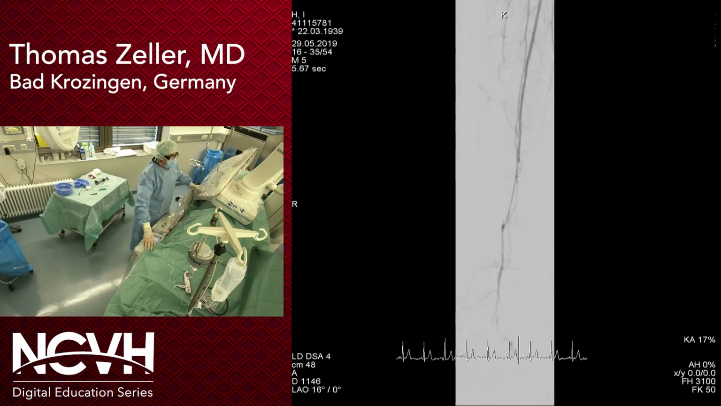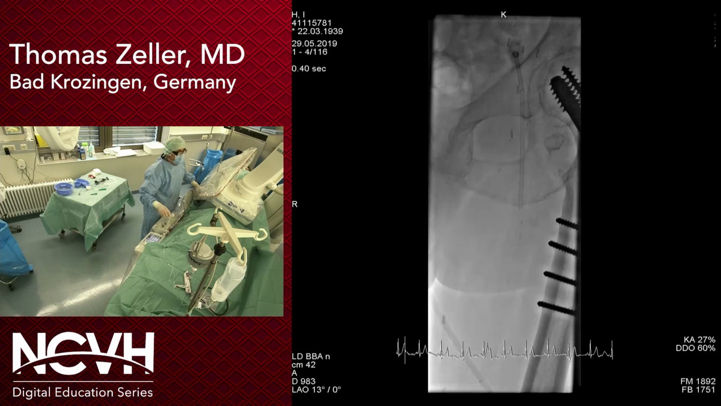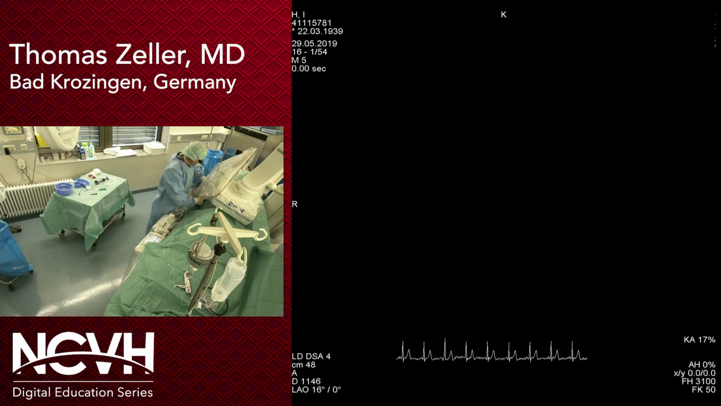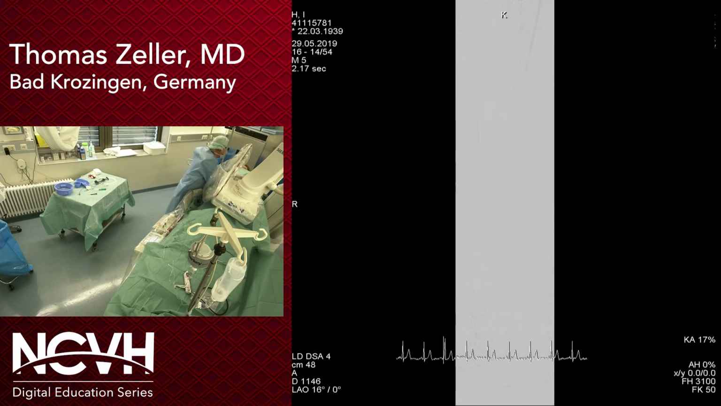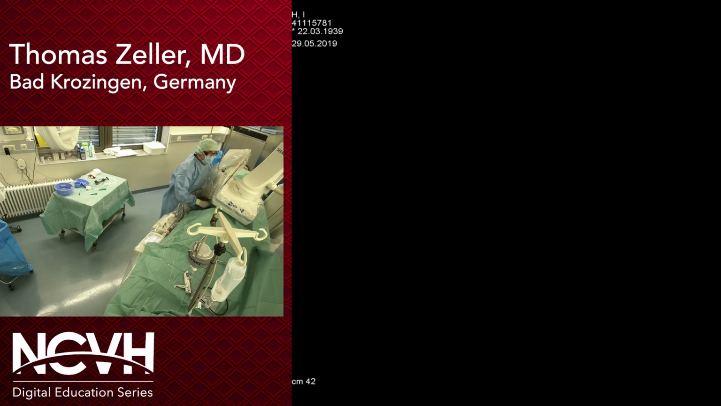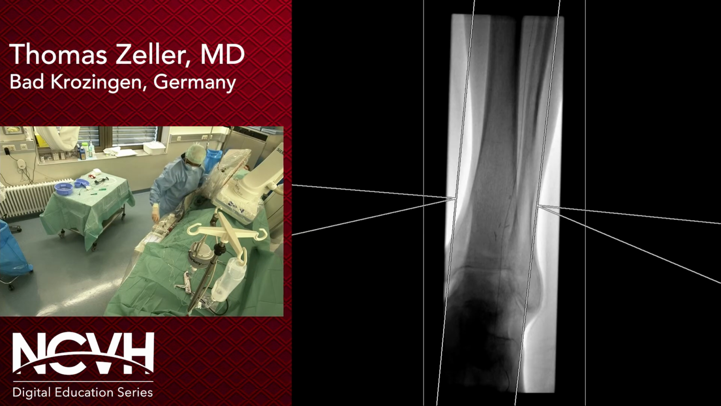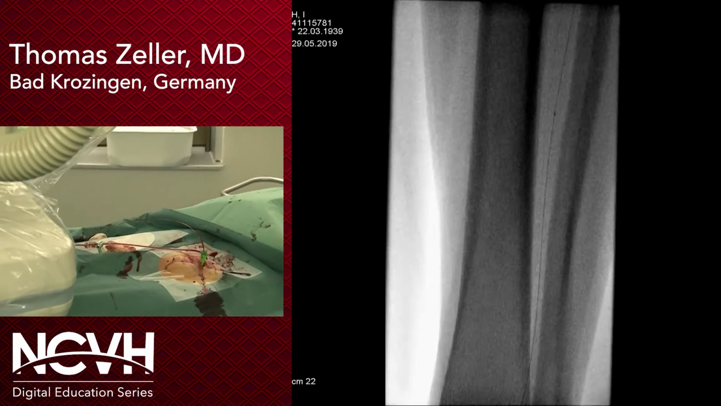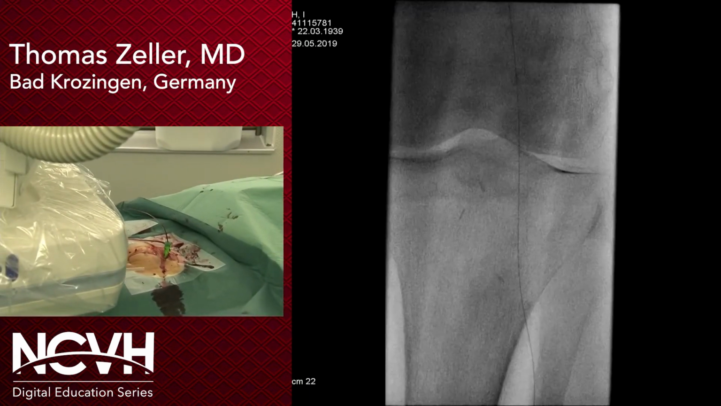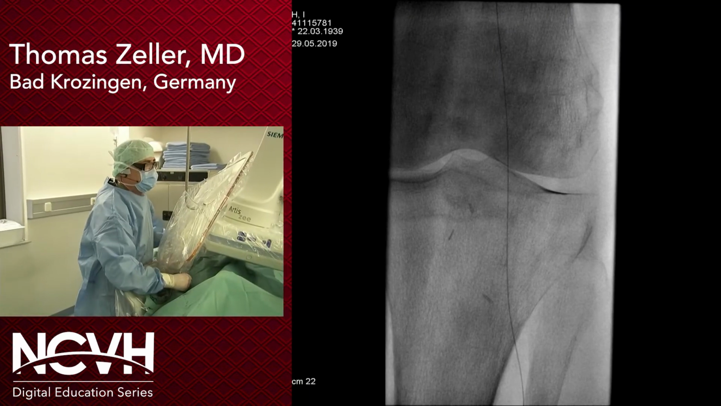So this is the outflow. Yeah, we can see the reconstitution of the anterior tibial. Good. Okay. So, alles gut, gell? So now I'm going to introduce the drug-coated balloon. As mentioned, it's the Ranger balloon from Boston Scientific.